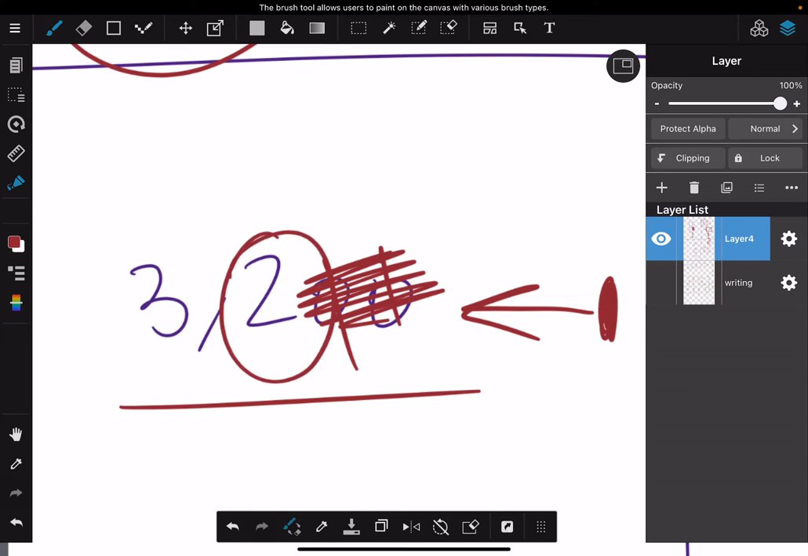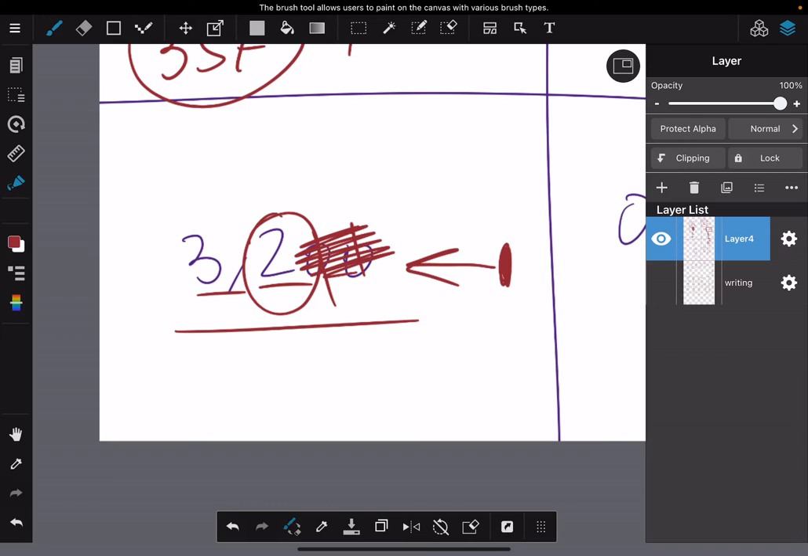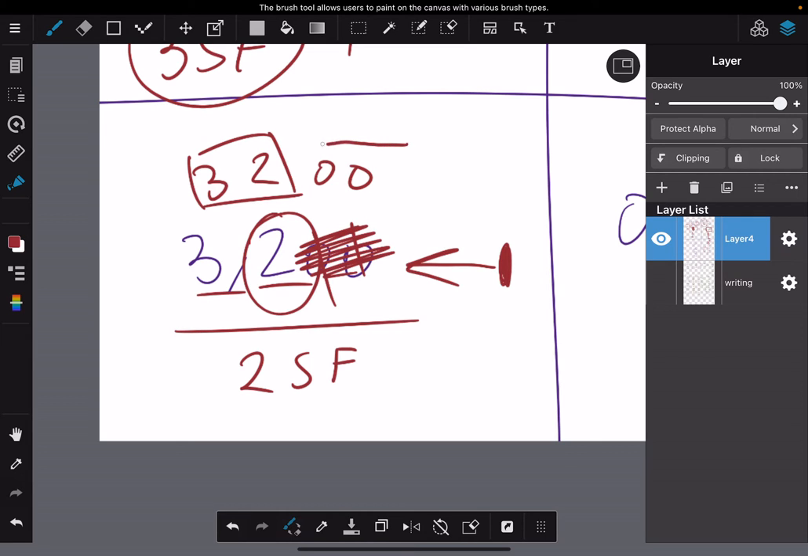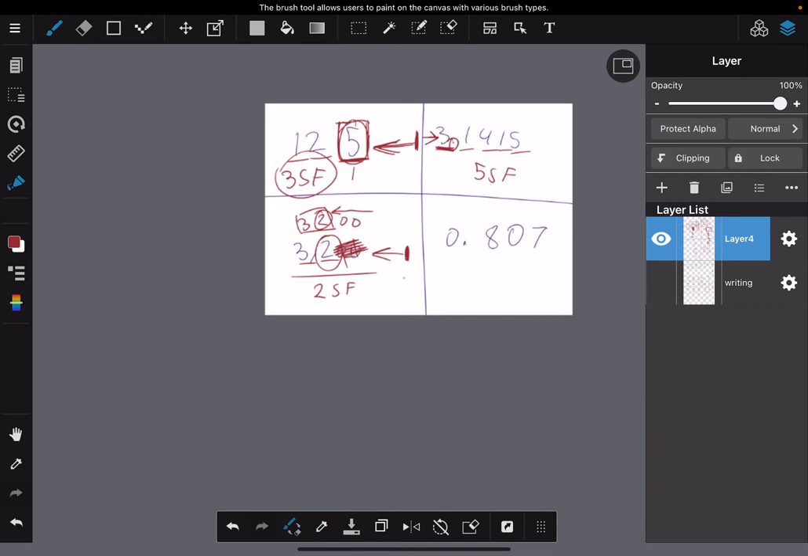So this 2 is our first non-zero number. So we count that, and then all the numbers after it are also significant figures. Therefore, this number has 2 significant figures. Even though it had 4 digits, only these 2 are significant because they're the first 2 coming from the right that have a non-zero digit.